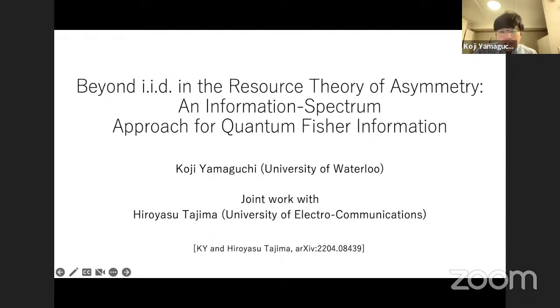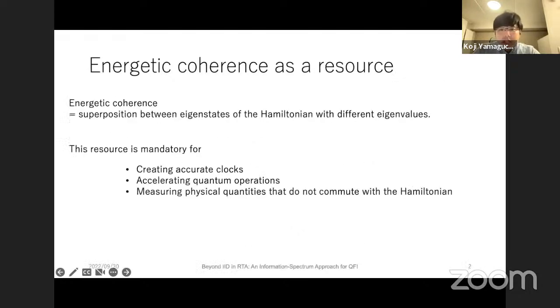This work is done in collaboration with Tajima at the University of Electro-Communications, and the technical detail can be found in this preprint on arXiv. Okay, so let's get started.